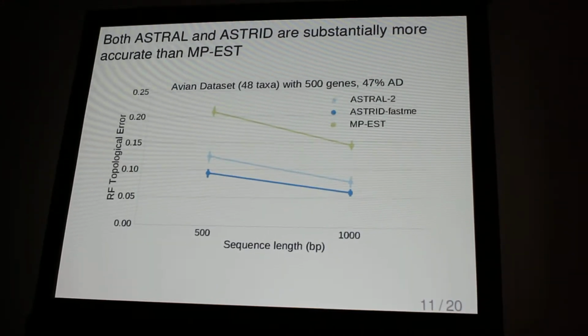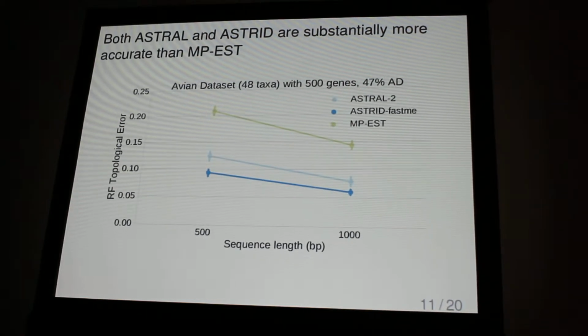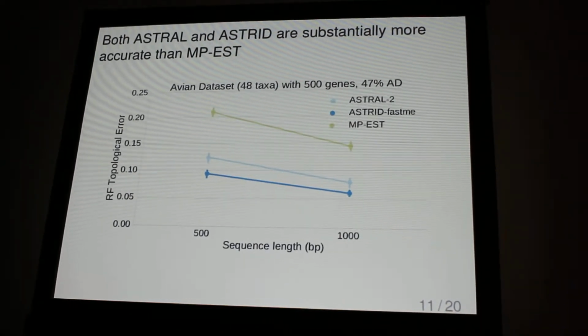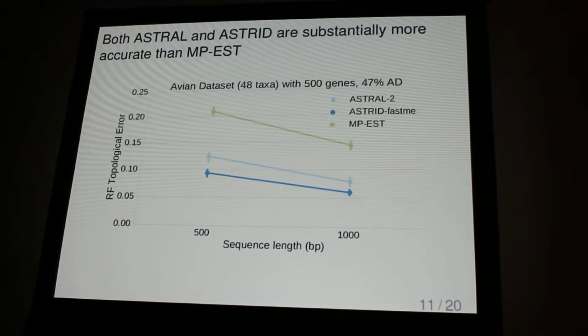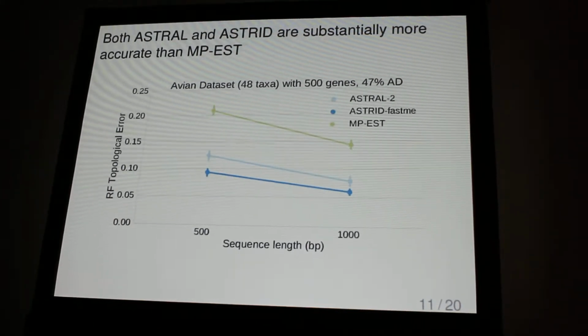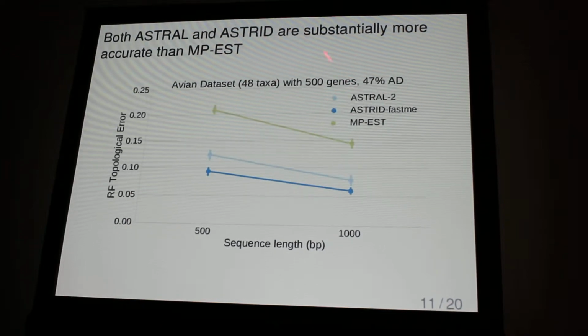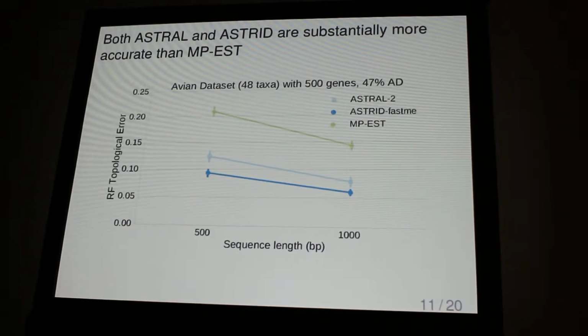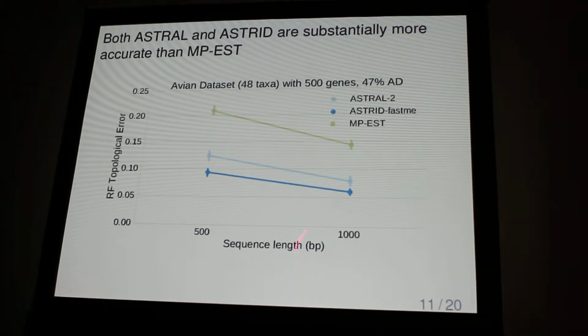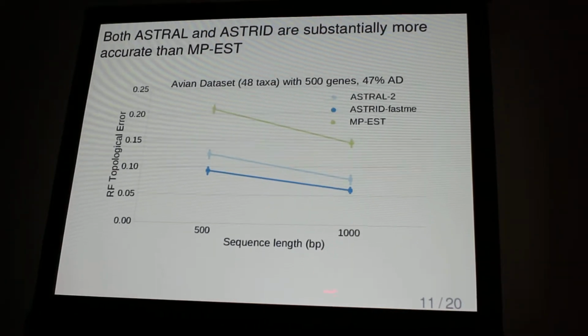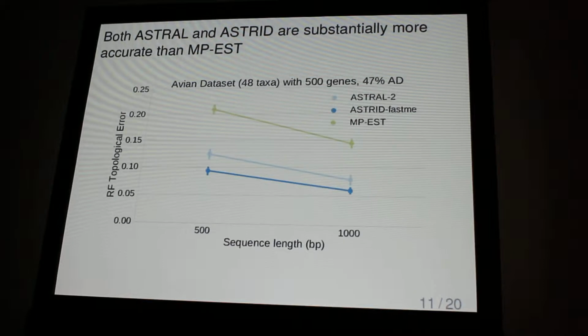So the first thing I want to show is a comparison to MP-EST. And MP-EST is a really popular species tree estimation method using the coalescent. And what I want to focus on is that both ASTRID and ASTRAL, which are the two most accurate methods that we have for species tree estimation, are much more accurate than MP-EST, which is still widely used. Again, across a wide range of model conditions.